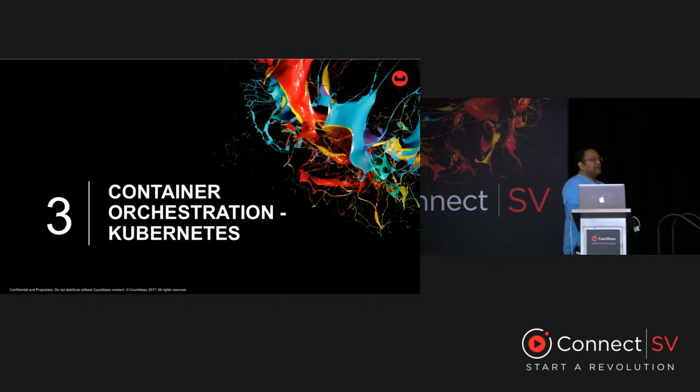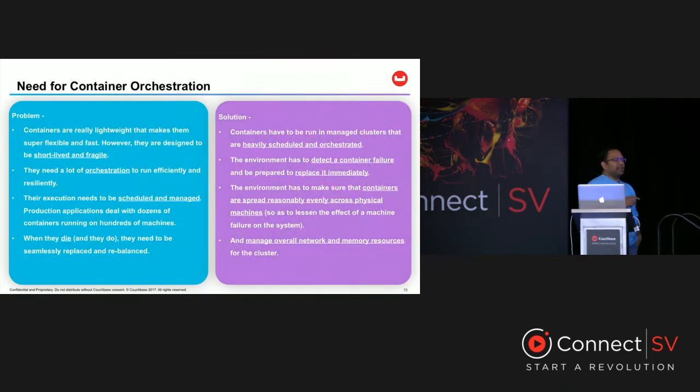So now let's look at container orchestration. I put together a slide to talk about what the problems are and what the solution is, right? The problem is, as I said, containers are by nature very lightweight, and they're not full-fledged. They don't have a full-fledged operating system. They're not like a VM. So if they fail, they cannot restart themselves. They die, and then you have to start the container somewhere else, right? This lightweight nature makes them super flexible and fast. However, they are designed to be short-lived and fragile, right?